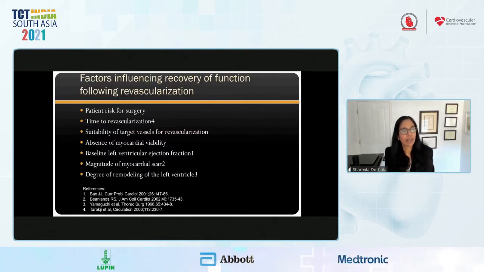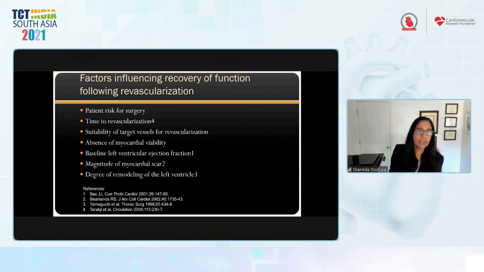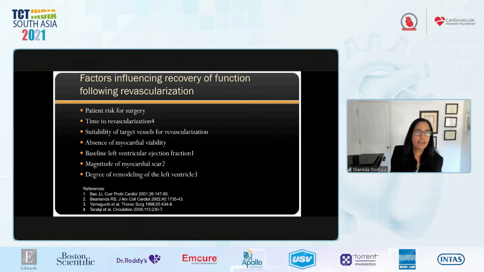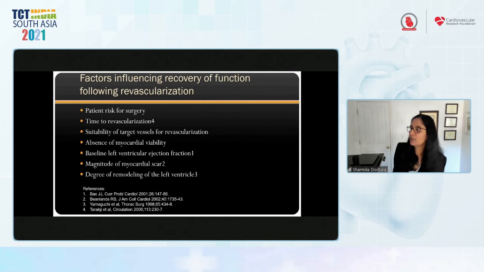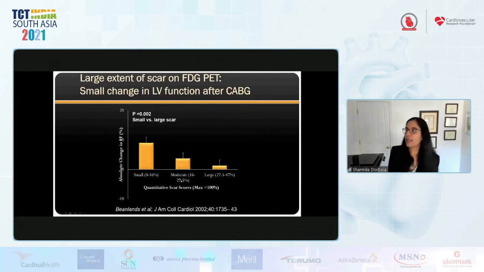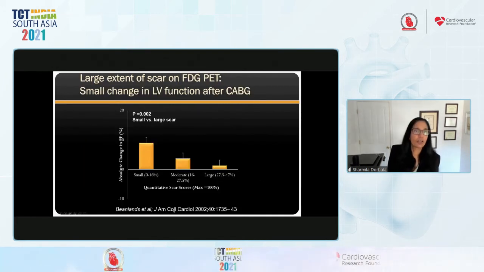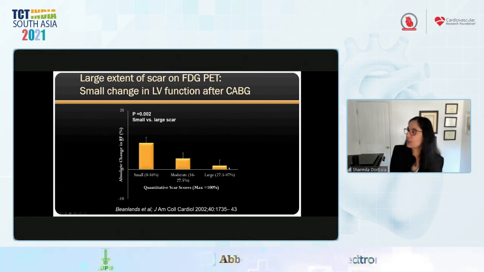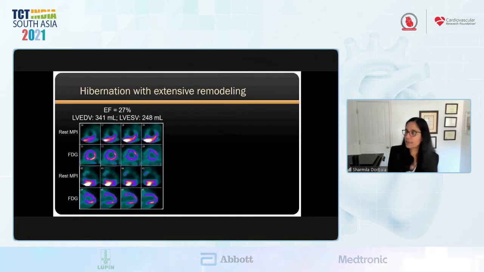A lot of other factors beyond viability will determine patient outcomes: patient risk for surgery, time to revascularization, suitability of the target vessels for revascularization, of course, presence of myocardial viability, baseline LV ejection fraction, the magnitude of myocardial scar, as well as the degree of LV remodeling. This is data from Dr. Rob Beanlands' lab from a study they performed years ago, showing that the absolute change in EF after revascularization is small in patients with a large amount of scar, and this is not surprising.